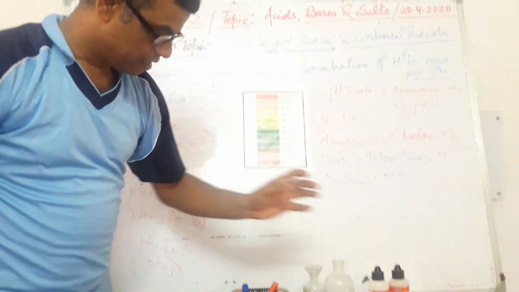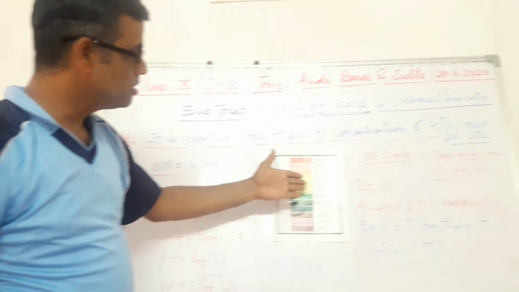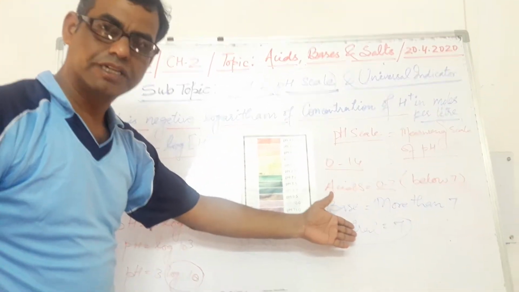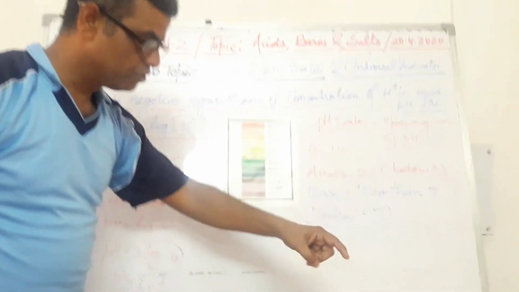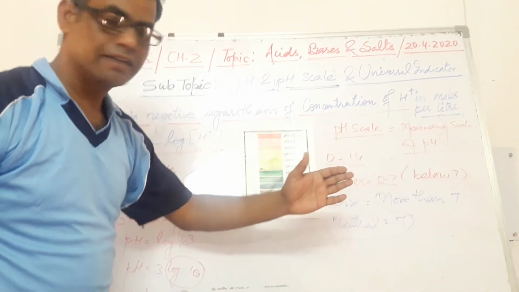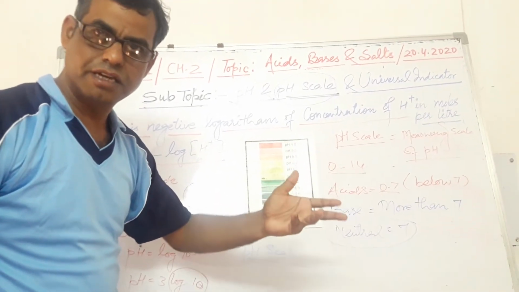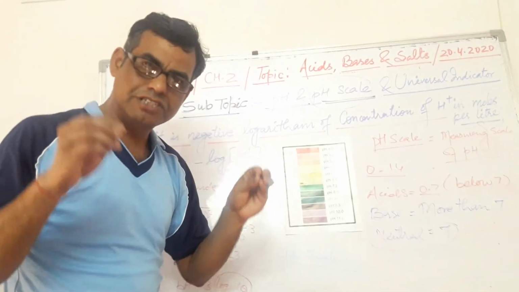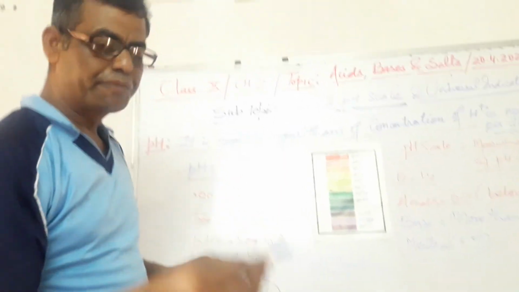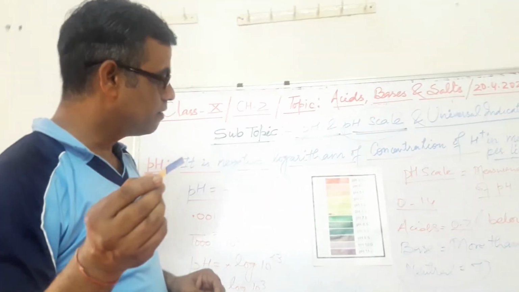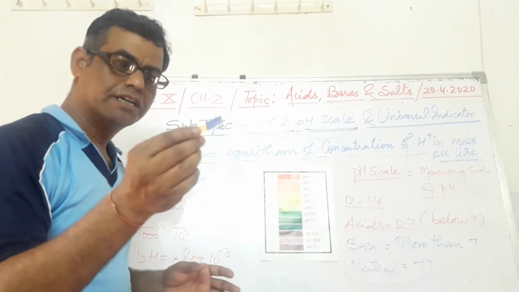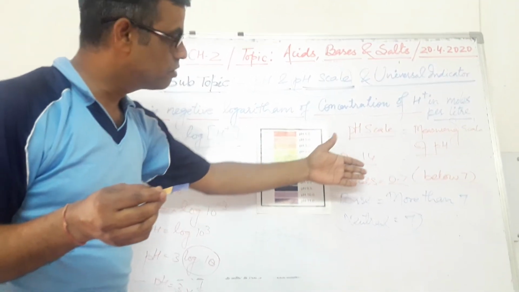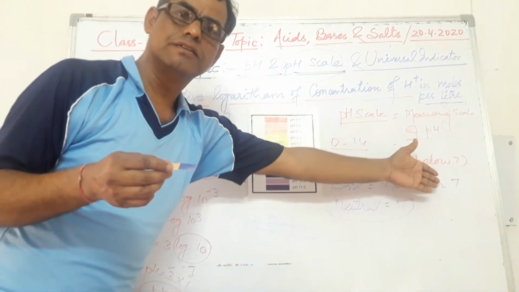Now the milk was near about 7, so the nature of this is neutral. The water is again neutral because its range is near about 7. Last, we took sodium hydroxide, and when we checked it, we obtained the dark color and the pH was near about 13 to 14. So we can say the nature of this is base because the pH is more than 7.